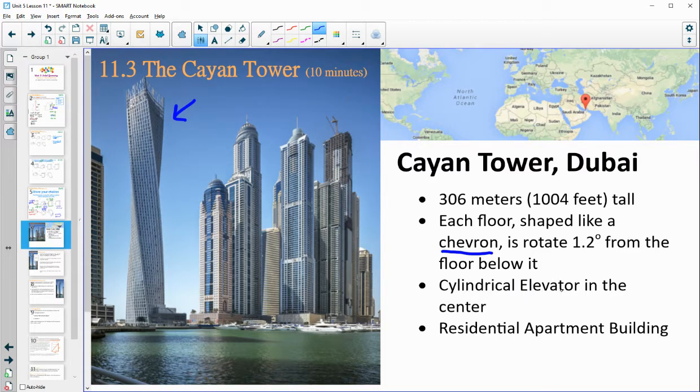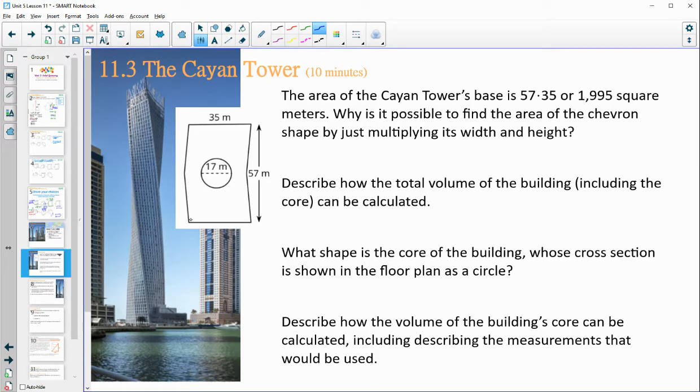And then there's a cylindrical elevator in the center. That's like a service elevator, and it's actually a residential apartment building. So it's an elevator that people can get to their floors in their apartment buildings. So here's a cross section of what the floor looks like. Okay, so we've got this kind of shape here, and then this circular cylindrical elevator in the middle. So there are the dimensions. So the area of the base is just 57 times 35. Okay, so 57, so 35, and then times 57.